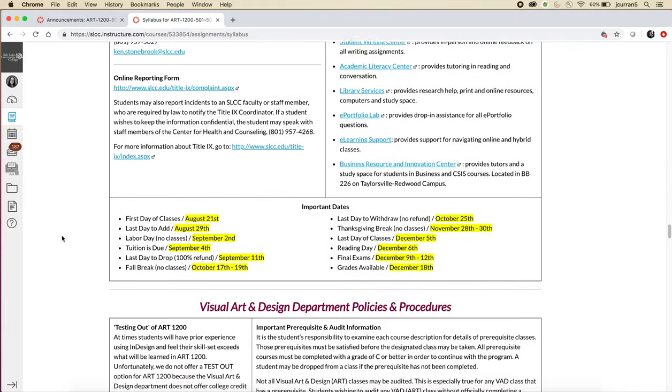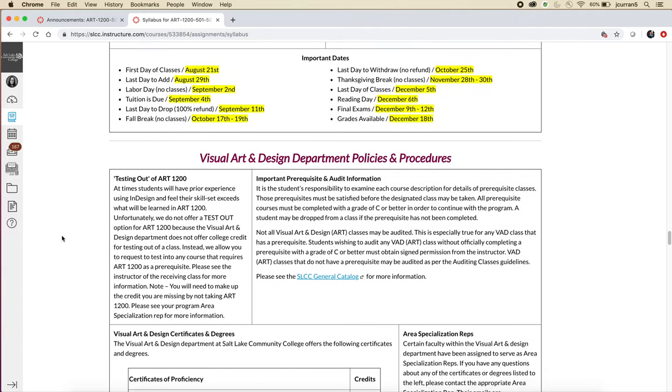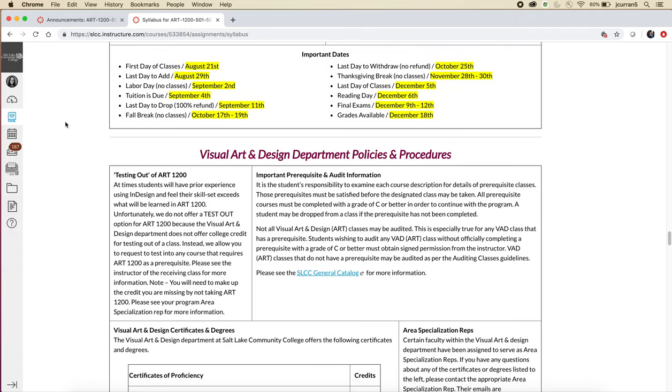The last thing I want to point out are the important dates for the semester. So if you are thinking that you may or may not want to stay in the class, the last day to drop the class with 100% refund is September 13th, and the last day to withdraw where you'll get no refund is October 25th. If you withdraw from the course anytime between September 11th and October 25th, you get some percentage of your tuition back. I just don't know how much that is.